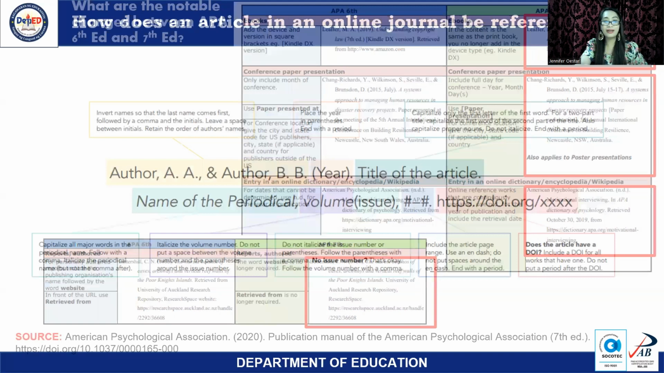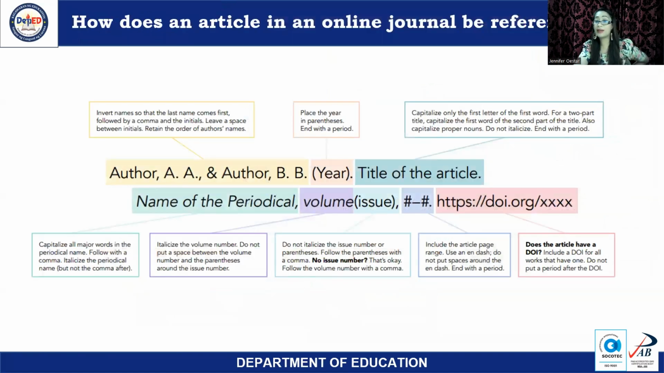And how does an article in an online journal be referenced? Here's the concrete example, and my reference is the American Psychological Association. Author: invert name so that the last name comes first, followed by a comma and the initials. Leave a space between initials. Retain the order of the authors' names.